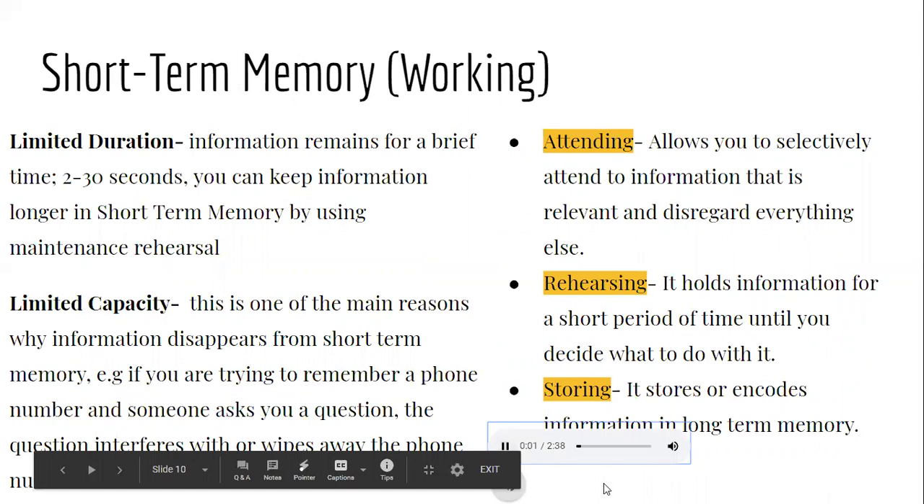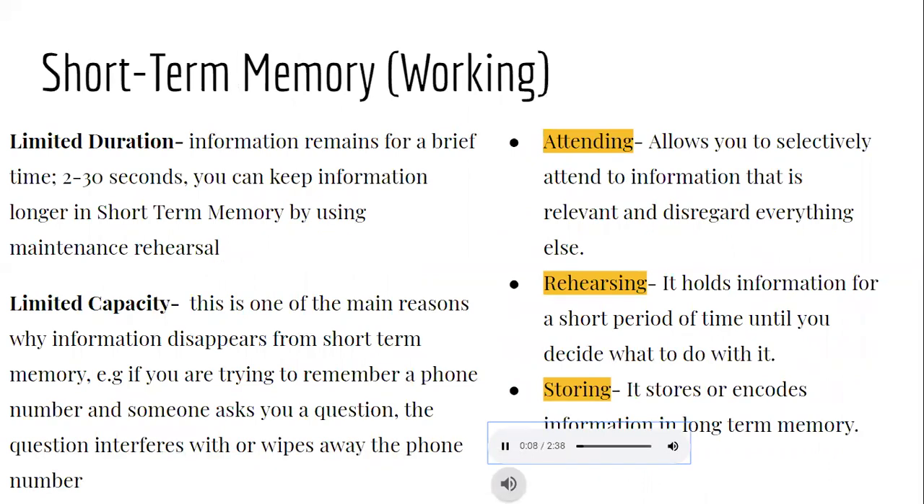Okay, now we go on to short-term memory, working memory: limited duration and limited capacity. Limited duration: information remains for a brief time, 2 to 30 seconds. You can keep information longer in short-term memory by using maintenance rehearsal. Limited capacity is one of the main reasons why information disappears from short-term memory.